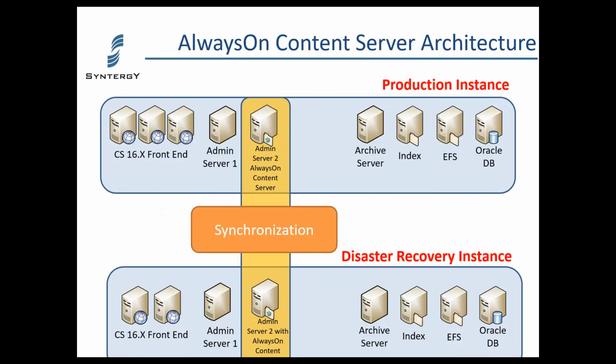The architecture would look something like this at the very high level. The top row is your production instance. As an example, you've got your front ends, your admin servers. In this environment, they've got an archive server, an index server, an external file storage, and an Oracle database. And then our solution is installed through the admin pages in Content Server, and then for your synchronization, you can have a separate server, or you can use one of your admin servers to manage the synchronization. And again, the topology doesn't have to be identical. So in this case, you'll notice we've got 3 front ends on the production, but 2 on the DR, etc. Okay.